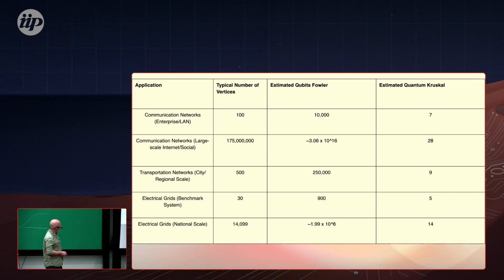And if we go to general problems, so for example, a very important problem related to national scale electrical grids. So we need something around 10 to the 8 qubits. This is quite hard to solve, but here I just need 14 qubits. It's too good to be true, isn't it? Okay, there is something behind.